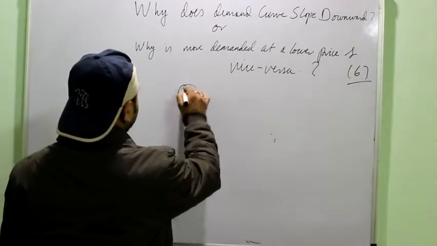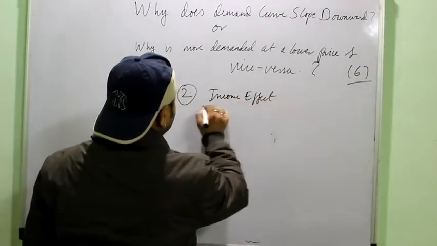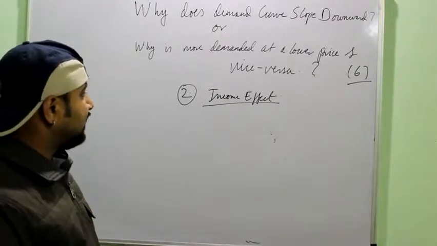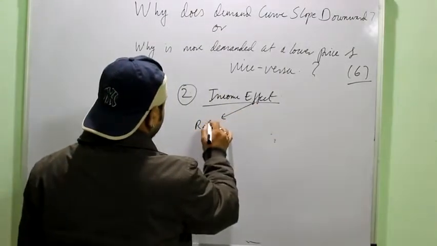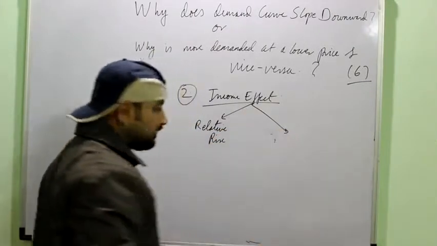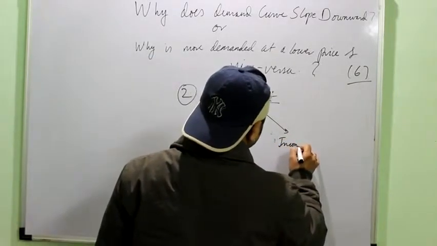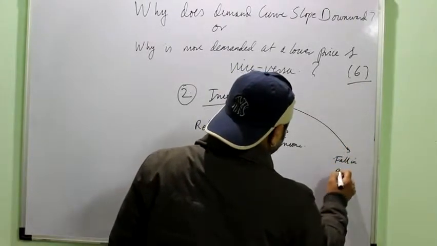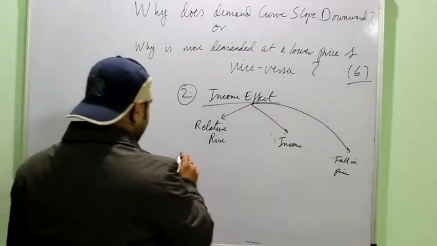Then second is the income effect. How is it a cause for the law of demand? Before understanding that, we must understand what this income effect is. It says it is the relative rise. The term relative means comparative. Comparative rise in the income of a buyer, which he feels if there is a fall in the price of a commodity.